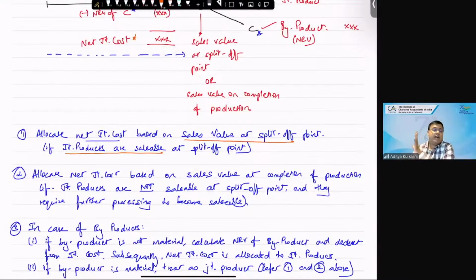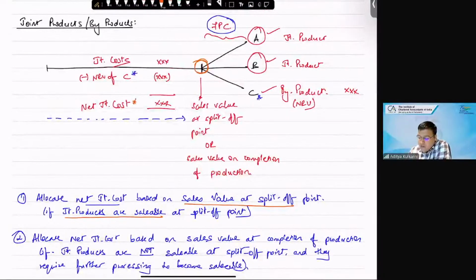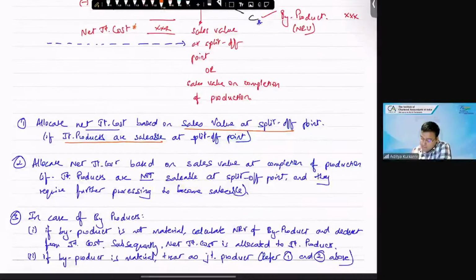Sir, what if they are not saleable at split off point? If they are not saleable at split off point, then I will allocate based on sales value at completion. I will use the second method only if joint products are not saleable at split off point, and they require further processing to become saleable.